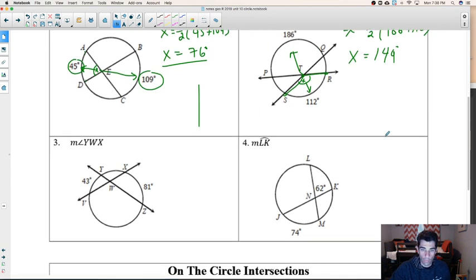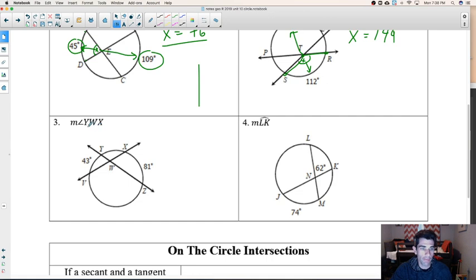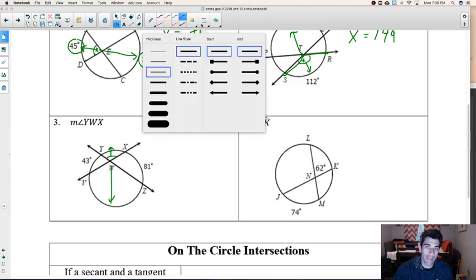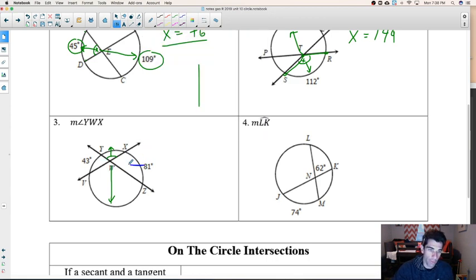Okay, one more here, number 3, find the measure of angle YWX. YWX, that's right here. If I shoot out from there, we got this arc and this arc. Now notice how this one's a little bit different. There are no numbers there. The numbers that they gave me were the 81 and the 43, which are across from each other, which would actually only be able to give me this angle.